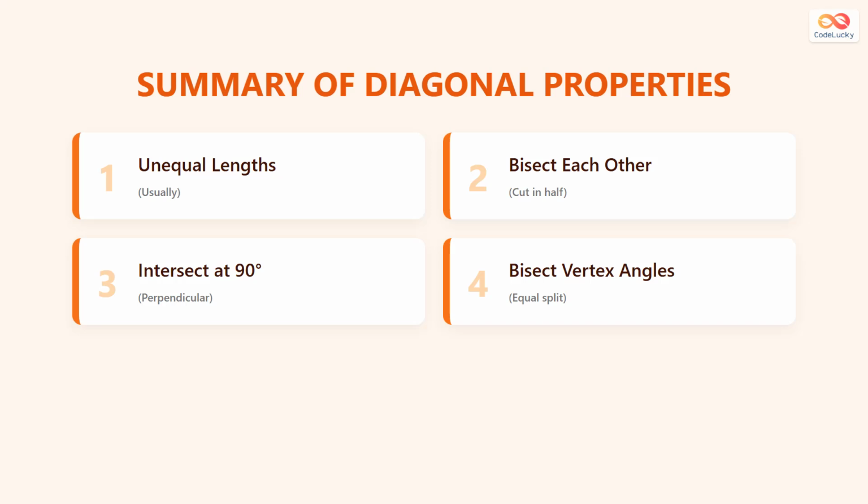So, to summarize, the diagonals of a rhombus usually have different lengths, but they always bisect each other, they always meet at 90 degrees, and they bisect the vertex angles.